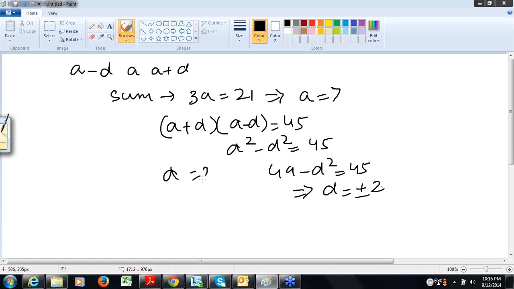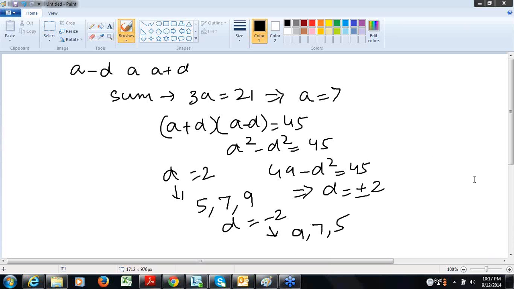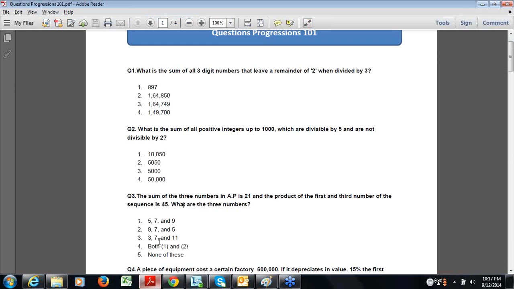If D is equal to 2, then the numbers will become what? A minus D will become 5, A is 7, and A plus D will be 9. And if D is equal to minus 2, the numbers will become the reverse of it. So the numbers will become 9, 7 and 5. So we have two options, 579 and 975. So both are correct. So we'll go ahead and mark option number 4.